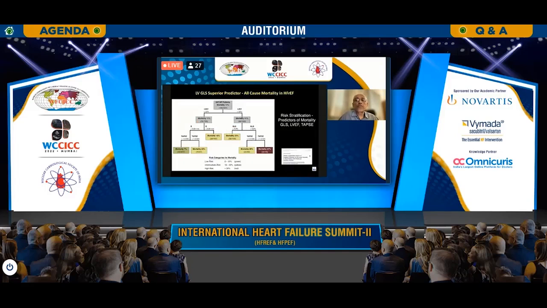So overall, this sort of summarizes how we should look at heart failure patients, especially with a reduced ejection fraction. So looking at EF, looking at GLS, and then the RV function, and all these parameters which I quoted should be used to identify these patients, because they have very high mortality when they have these bad values.